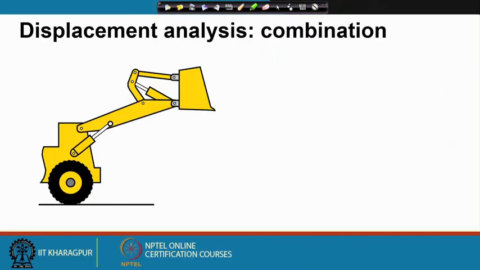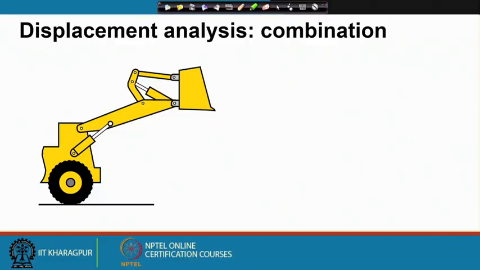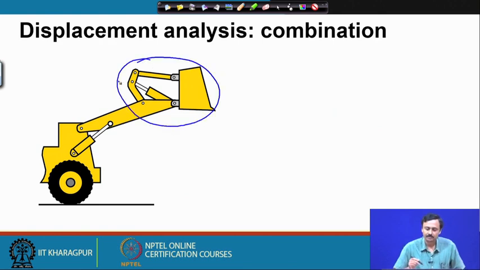Let us now look at a combination of these chains. We have looked at displacement analysis of 4R chains, and displacement analysis of 3R1P chain, two kinds of 3R1P chain. Now, there are problems in which there is a combination. This is what I am showing you here. Here I have this excavator. I want you to look at this part of the mechanism.